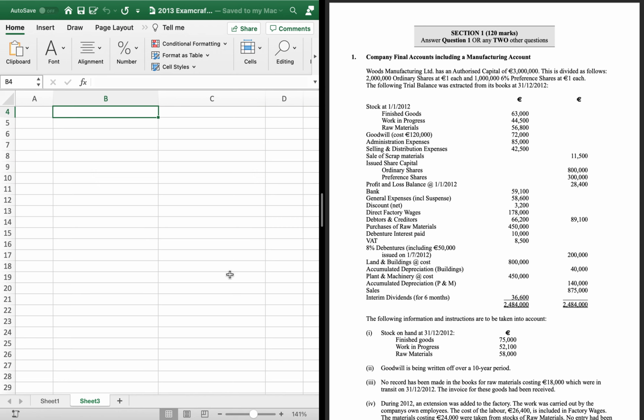The 2013 Examcraft, just do the workings first of all. I'll probably do the rest of it later. Okay, so working 1, nothing to do with that. Working 2, goodwill written off.